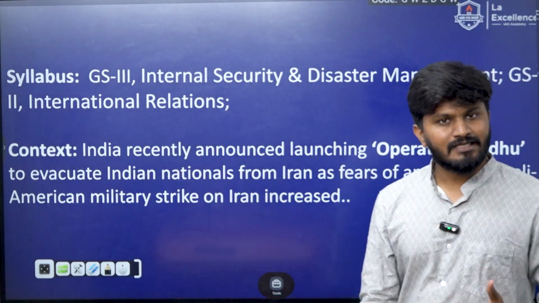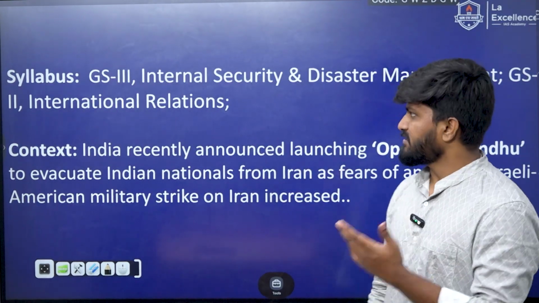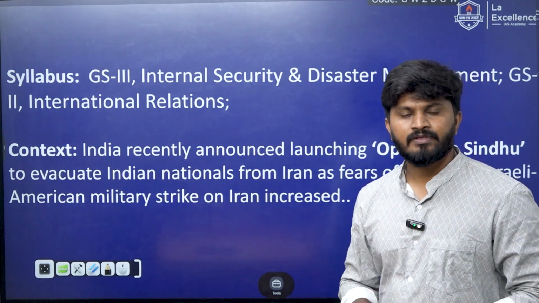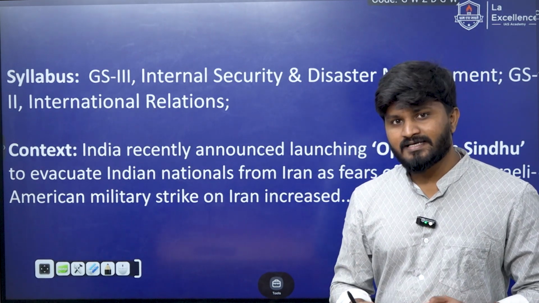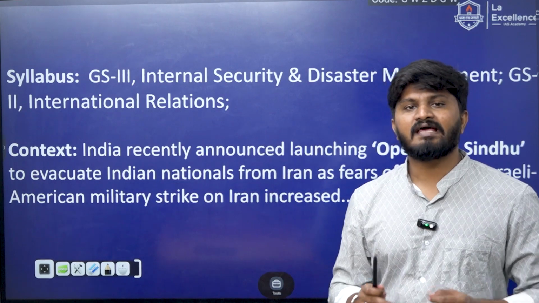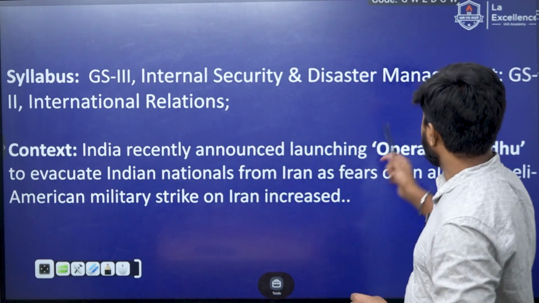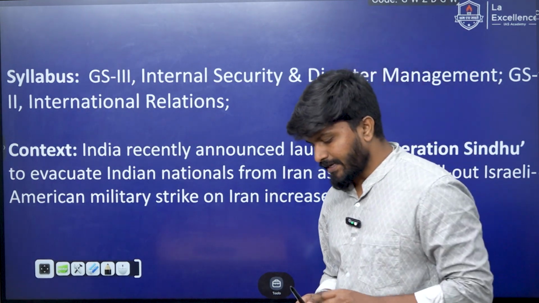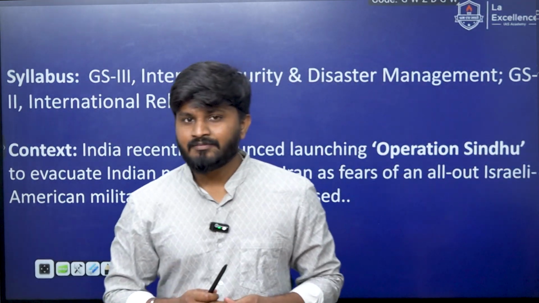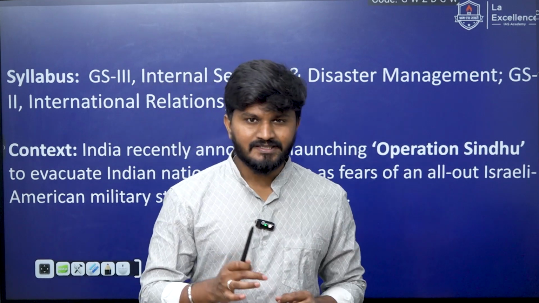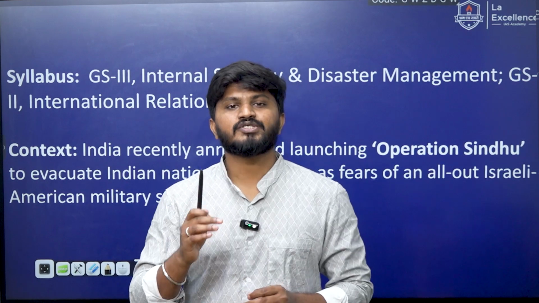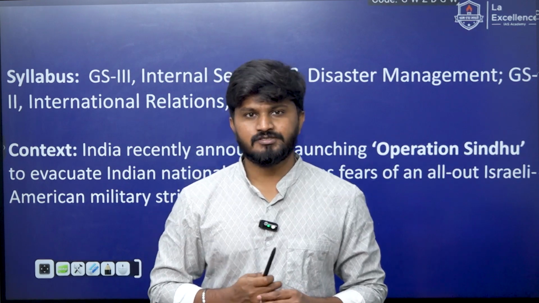So in syllabus, it comes under GS3 Internal Security and Disaster Management capabilities of the Government of India and the NDRF, and then in GS2 in international relations. In international relations, it comes under diplomatic relations between the Indian government and different countries associated in evacuation operations.